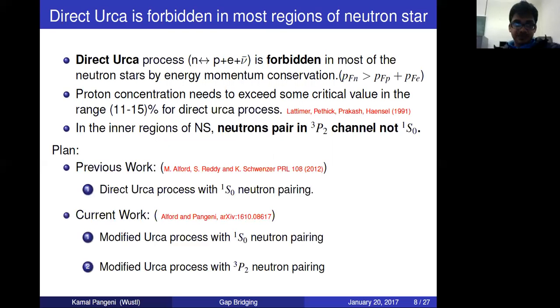So in this work, what we did was look at gap bridging in the case of the modified Urca process with 3P2 neutron pairing. But we did our research in two steps. First, we looked at modified Urca with 1S0 pairing, and then did the 3P2 pairing. So I'll show you the results for modified Urca with 1S0 neutron pairing and 3P2 neutron pairing. In all these cases, the protons are always in the 1S0 channel, because the density of protons is so low that we expect the proton pairing to be in the 1S0 channel throughout.